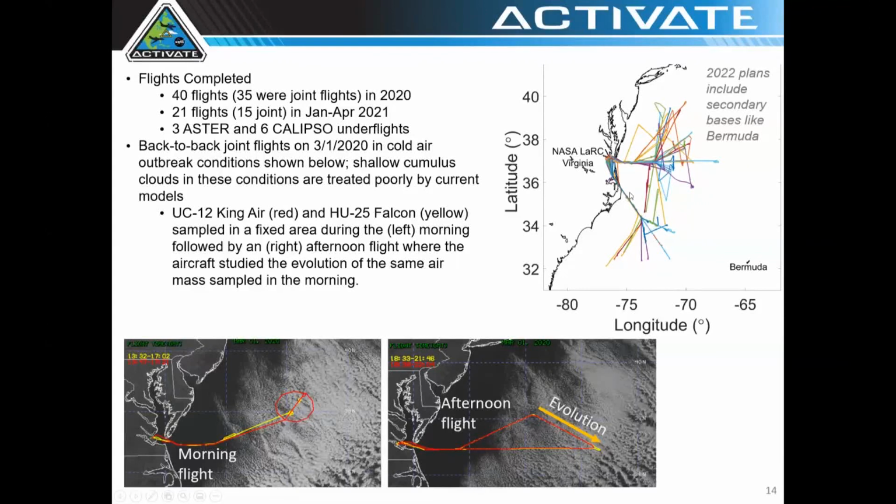This is a map of the flight tracks in 2020. So these are just out and back flights. We take off from Langley, we go out for an hour and a half, 2 hours, and then we come back. And some days we do 2 flights. So we come back, refuel, and then go back out.